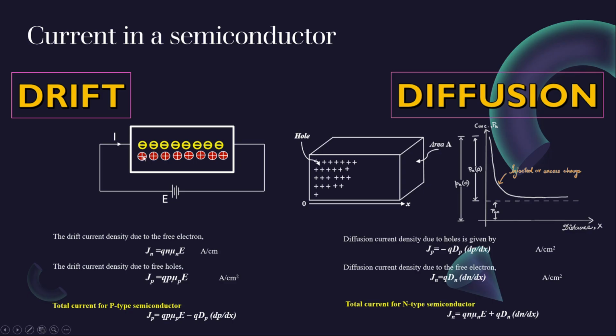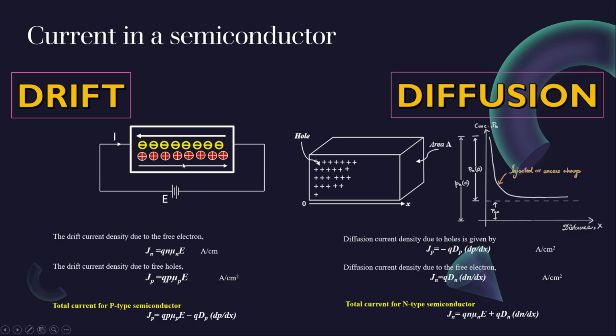As you can see in this diagram, the electrons are represented by the negative signs in yellow color, and the holes are represented by the positive symbols in red color. The holes will move towards the negative terminal, and the electrons will move towards the positive terminal of the battery. We already know that the current flows from positive to negative terminal. That means the holes will follow the current path and the electrons will move in the opposite direction to the current.